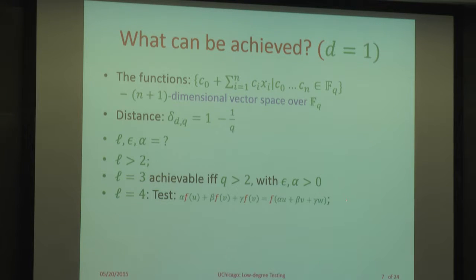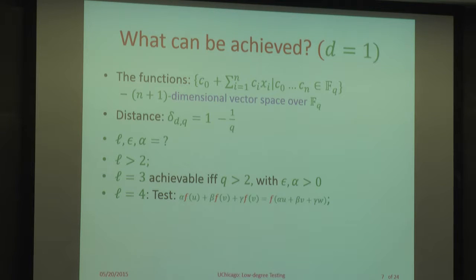That is my test, and if this identity holds, I accept the function. If it does not, I reject the function. That is it. So, this is just 4 queries. The dimensionality of the space was n plus 1, it was going to infinity as n went to infinity. The locality is a constant.